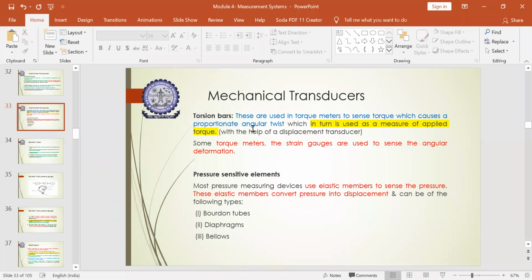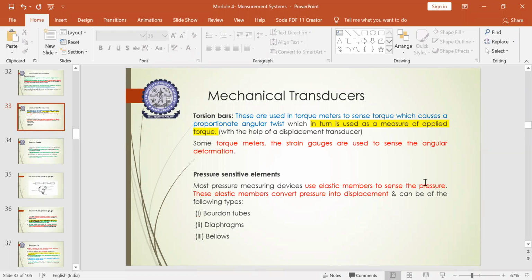Okay, so that will be shown with the help of the displacement being generated. So this is how a torsion bar works. And in some torque meters, strain gauges are used to sense the angular deformation. So whenever you need to measure an angular deformation, you will go for torsion bars because it helps in generating the angular twist with respect to the torque which is being sensed.